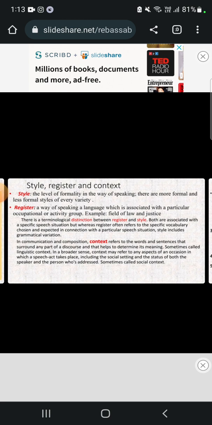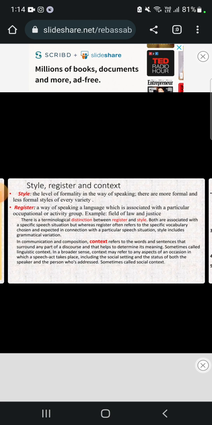There is a terminological distinction between register and style. Both are associated with a specific speech situation. But whereas register often refers to specific vocabulary chosen and expected in connection with a particular speech situation, style includes grammatical variation. In communication and composition, context is very important.